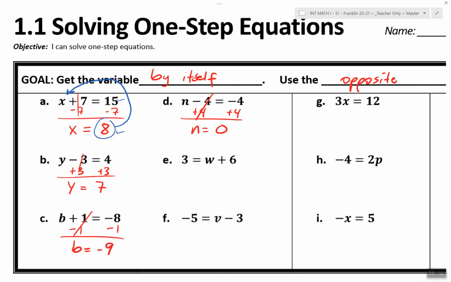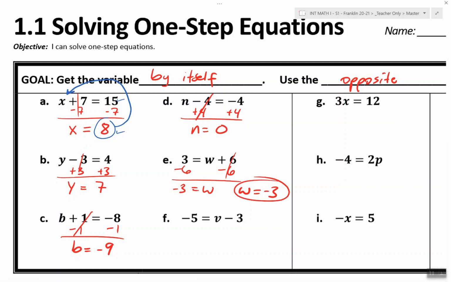So in example E, this is what I was emphasizing. We want to work from the side with the variable. This says w plus 6, but see, it's on the right-hand side. It's okay, just do the same thing. W plus 6, the opposite is minus 6. The 6's cancel here, and w is equal to 3 minus 6 is negative 3. If you like the variable to be on the left, just rewrite it. That's fine. Means the same thing.